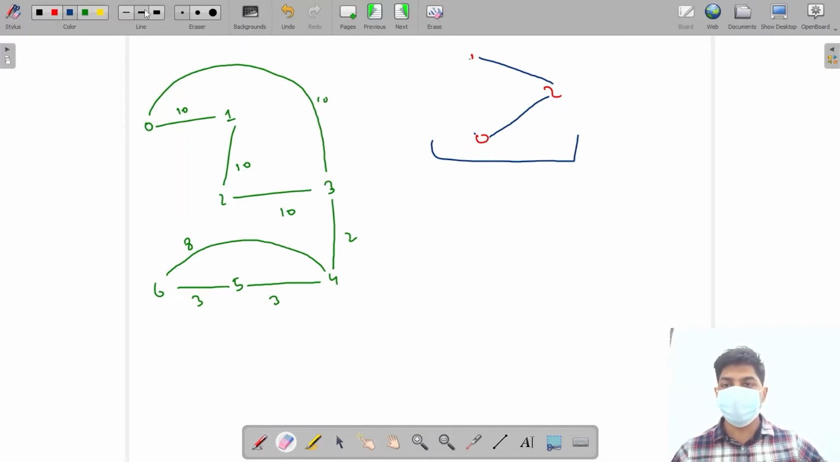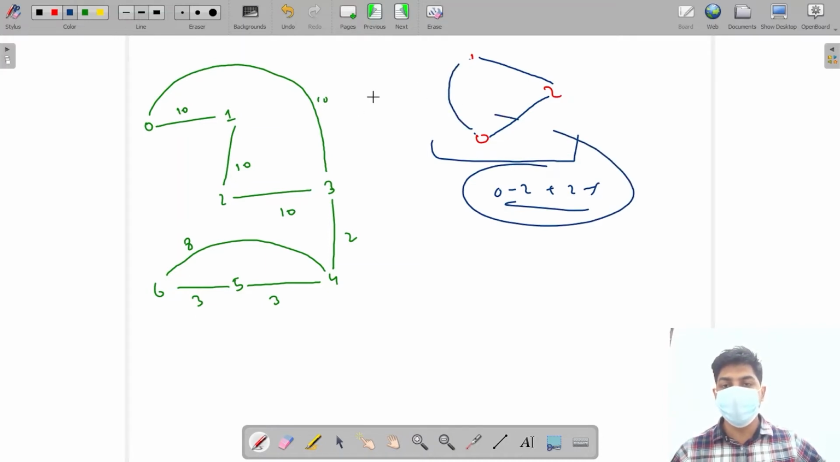I can go from 0 to 1 via 0 to 2 and 2 to 1. From 0 to 2 plus 2 to 1, I can still reach 0 to 1. So there is no need for multiple paths. Okay, if I want to minimize my cost, then there is no need to have multiple paths. I will take the one which is the minimum.